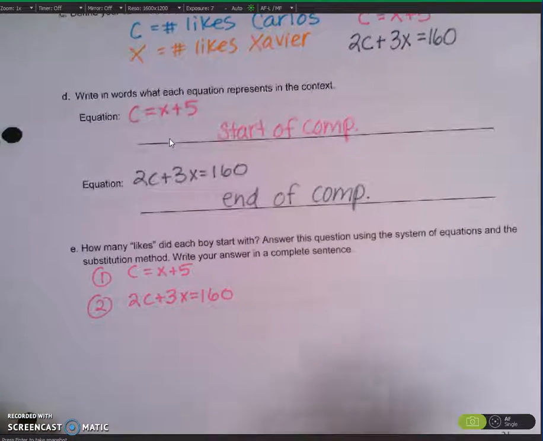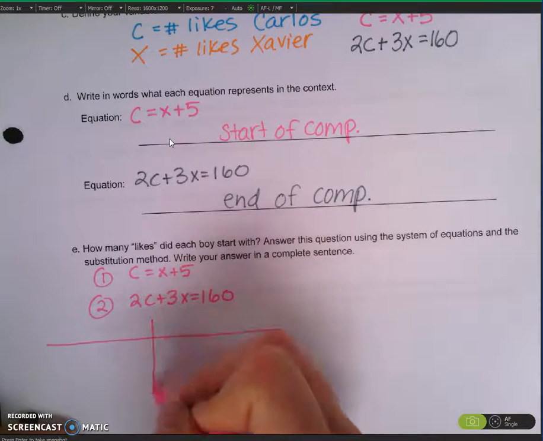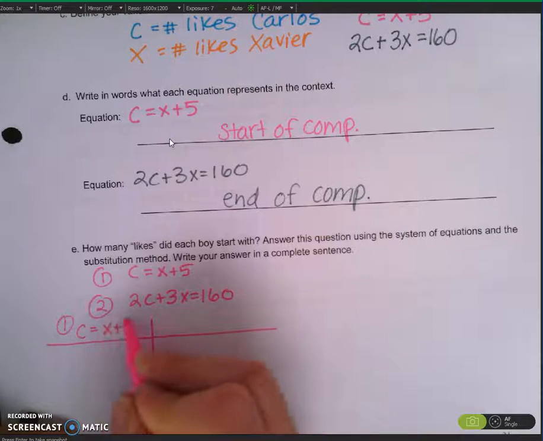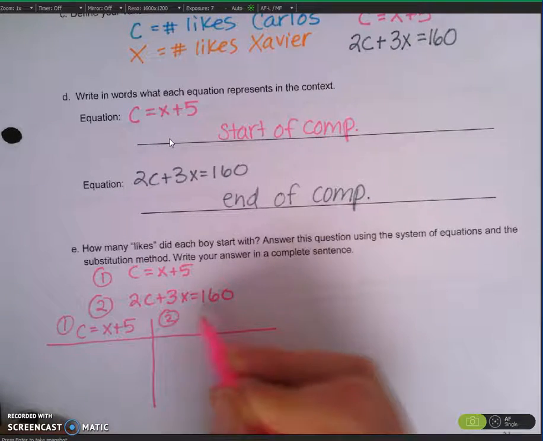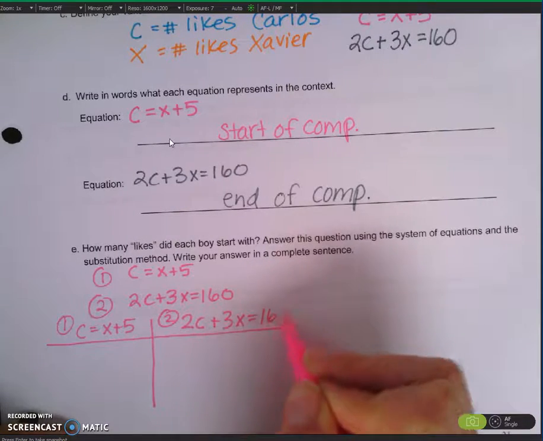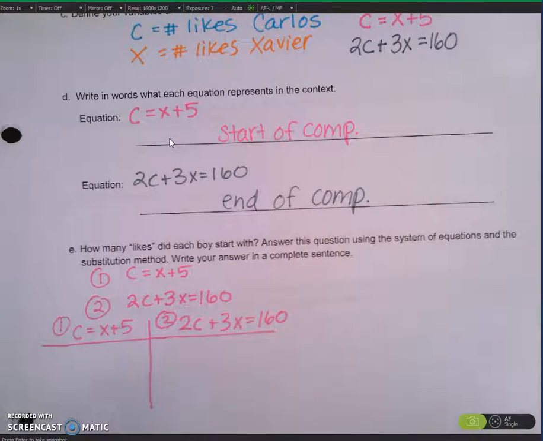Which equation is most efficient to isolate which variable? Oh hey, in equation 1, C is already isolated. So let's write our t-table and write down our system. 2C plus 3X equals 160. Go ahead, solve the system. It shouldn't take you much more than 3 minutes. Please pause the video and give yourself 3 minutes to finish this problem.